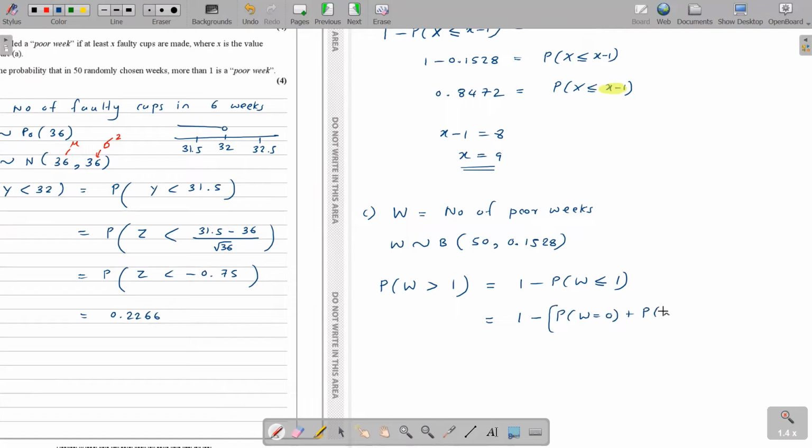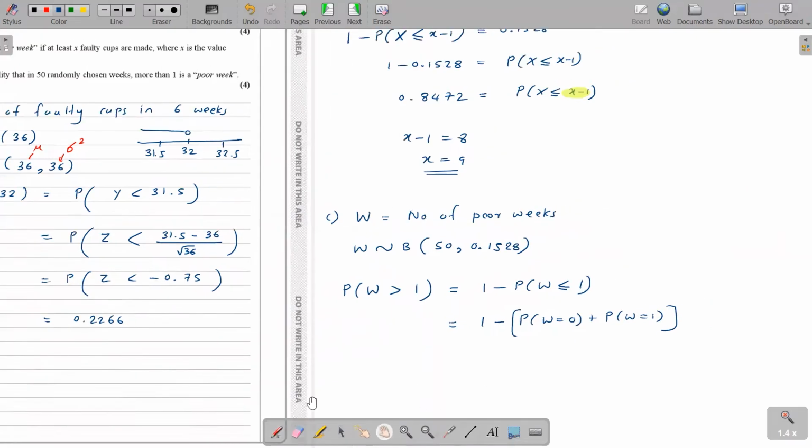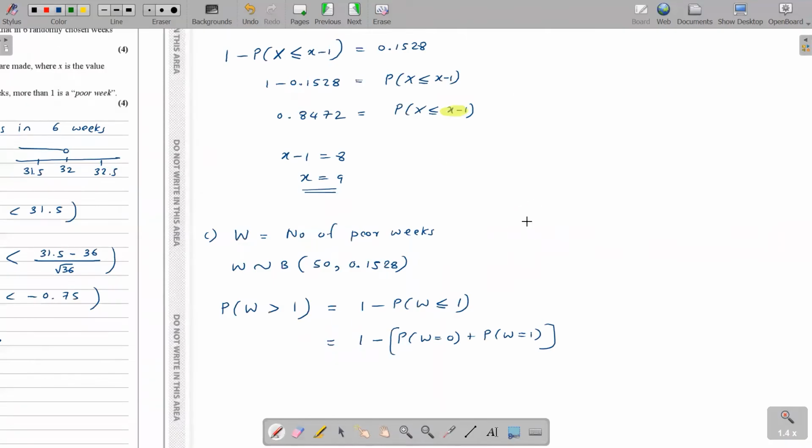So you get both of these values and you add them. Do you remember how to apply the binomial? It's given in your formula sheet as well. P(X = x) is nCx p to the power x times (1 minus p) to the power n minus x. So we'll have to go through this manually.